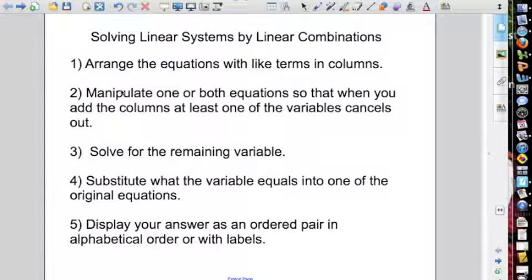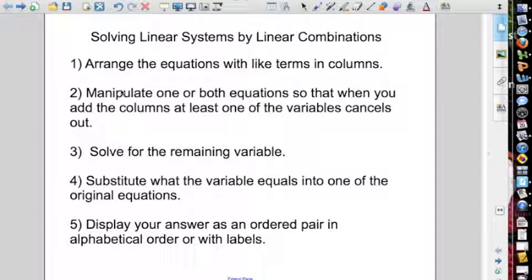Once you have everything aligned, you need to manipulate one or both equations so that when you add the columns up, one of the variables cancels out. An example would be wanting one to be negative 5x and the other to be positive 5x, because negative 5x plus 5x would cancel out.